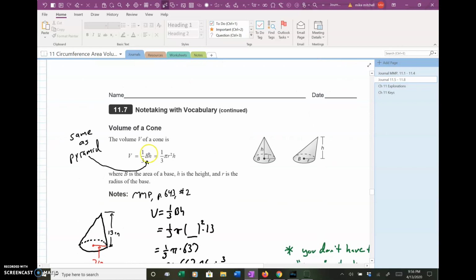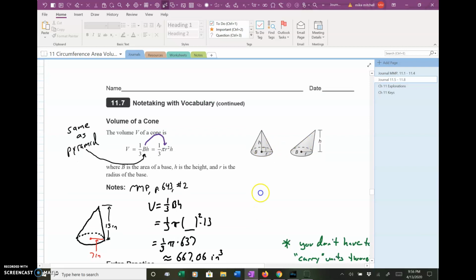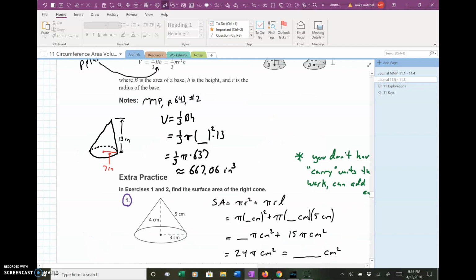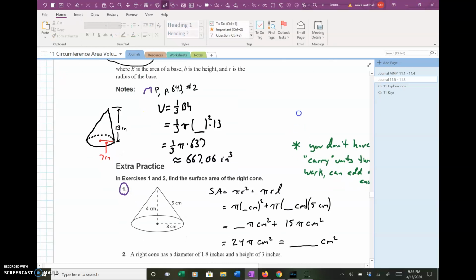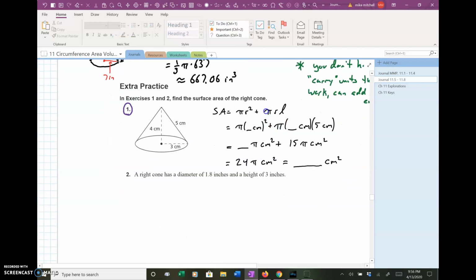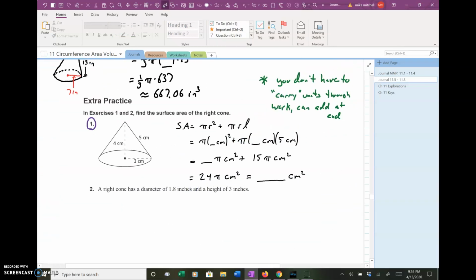Volume of a cone, 1/3 base times height, 1/3 pi r squared. Your base is your pi r squared, if you notice that right there. That goes with that. Doesn't matter if it's oblique or if it's right. It's MPs. Have to look at the color. Again, you'll see our little right triangle right here.